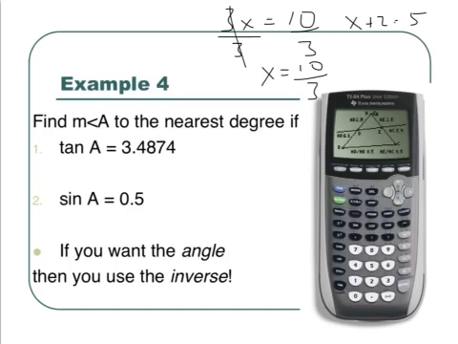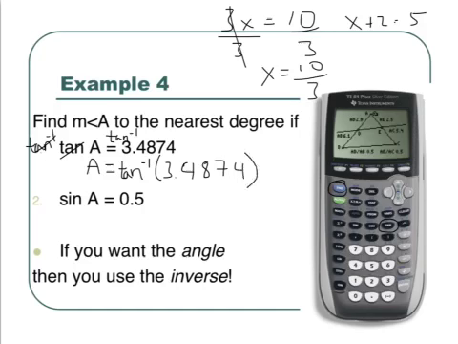Well, believe it or not, trig has inverse operations as well. If you hit the second button and then you hit tangent, you get that tan negative 1. That's the inverse of tangent. So what I'm going to do is take the tangent inverse of both sides, because whatever you do to one side, you have to do the other. And what I have is these two cancel, and I'm left with A equals tangent inverse of 3.4874. I plug that into my calculator, and I'll get my answer for A.